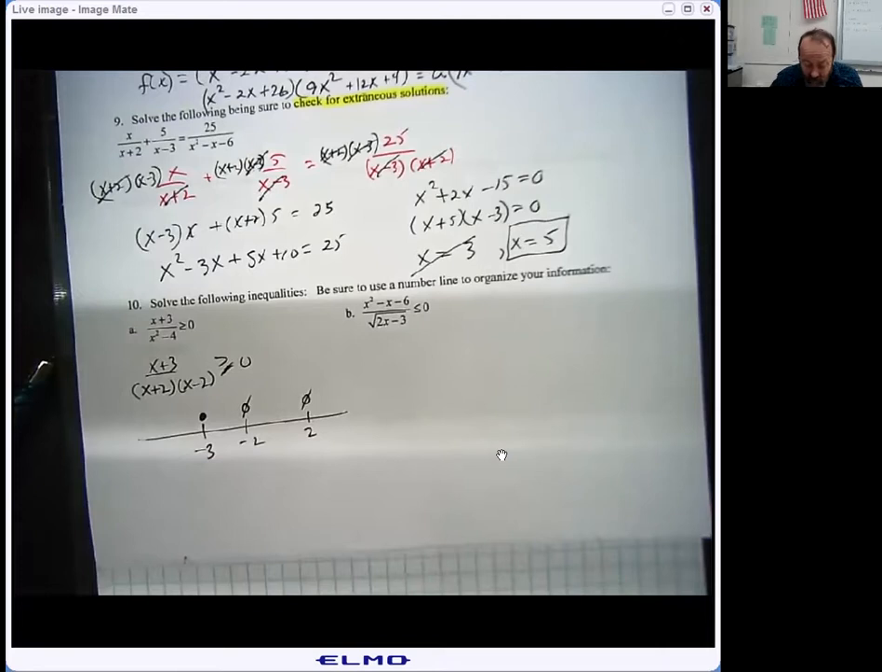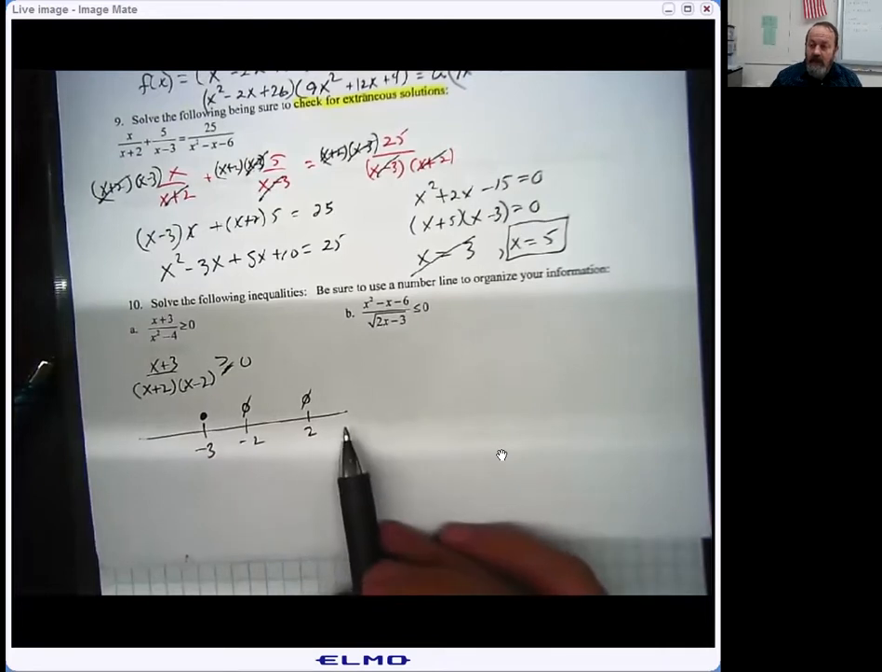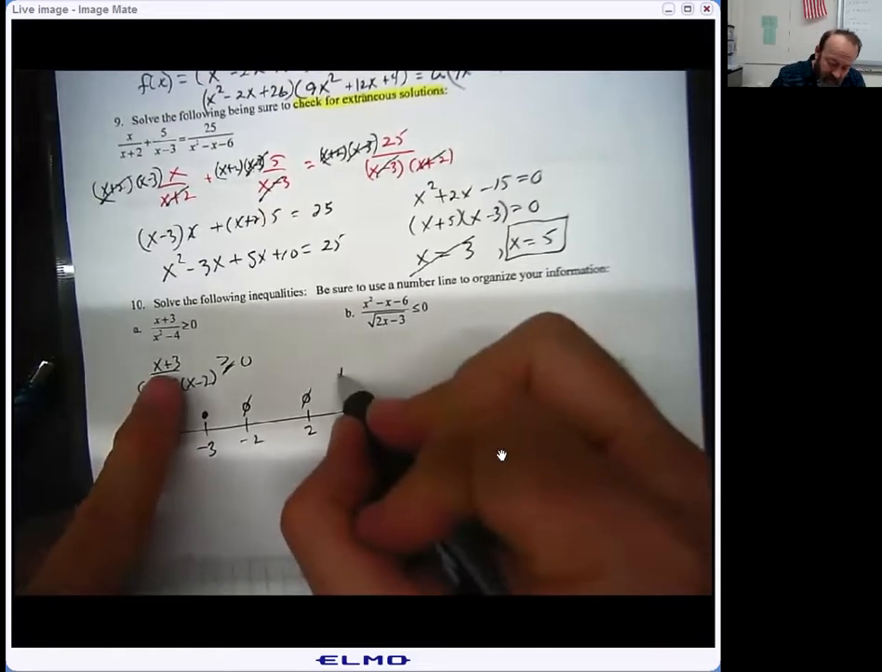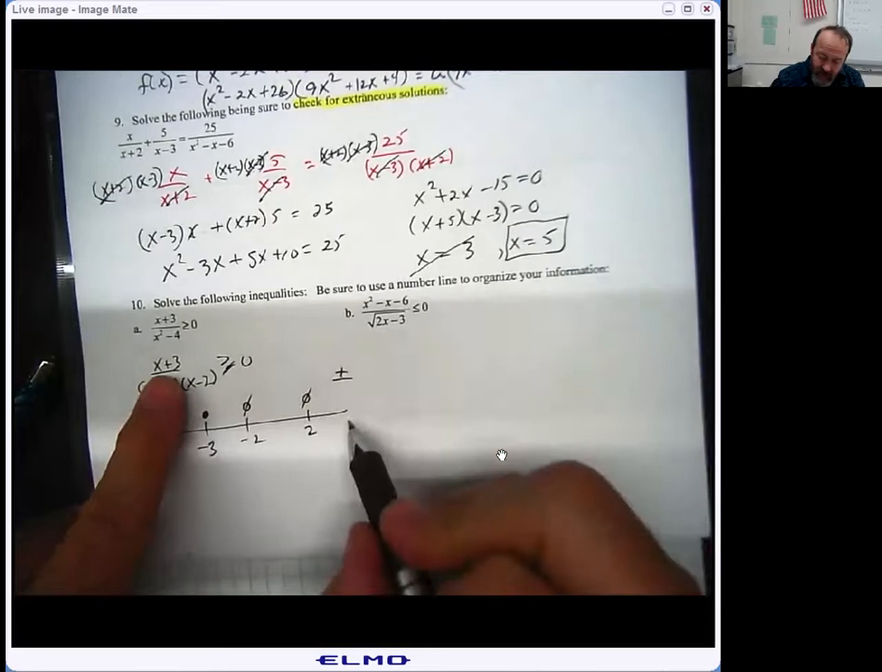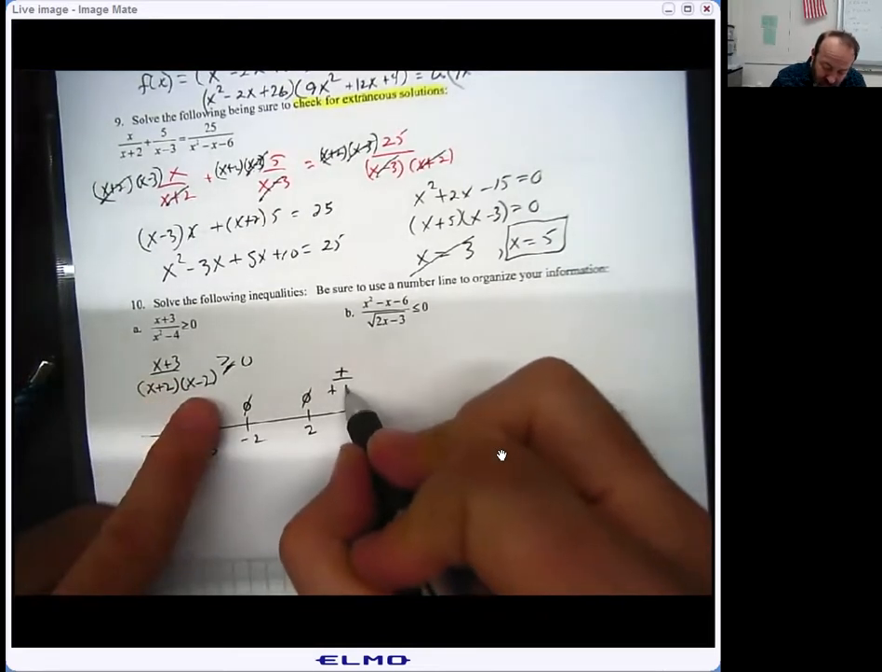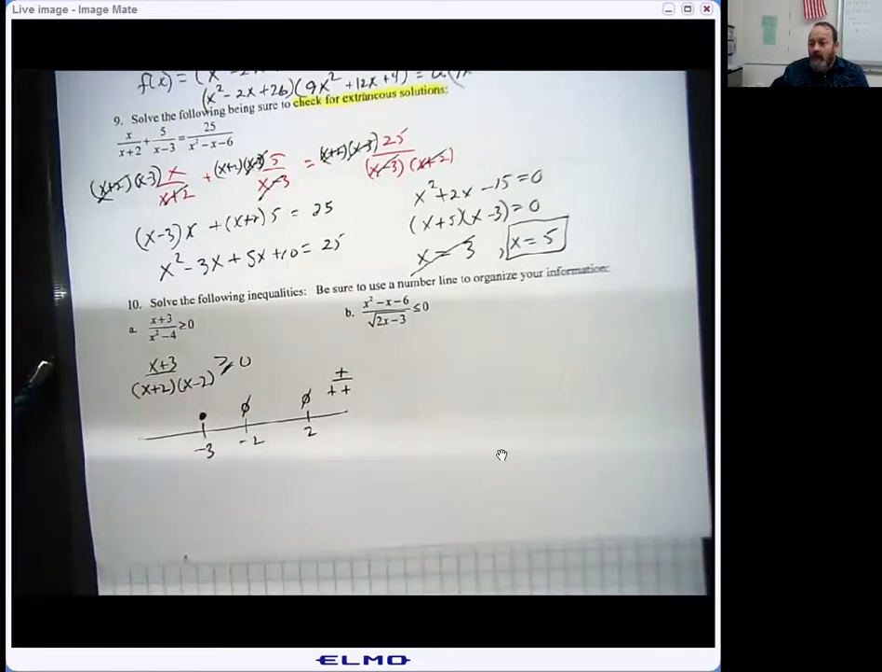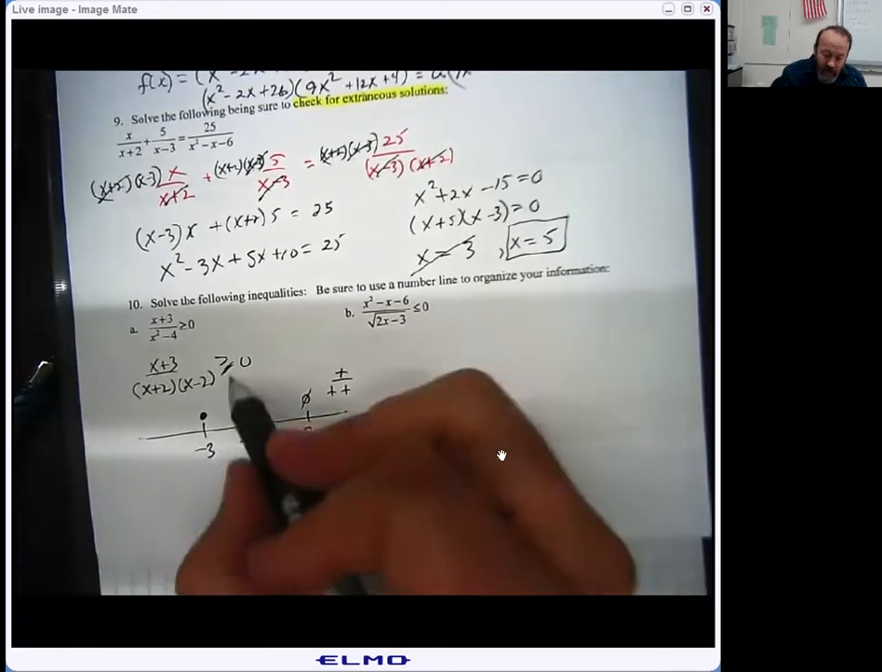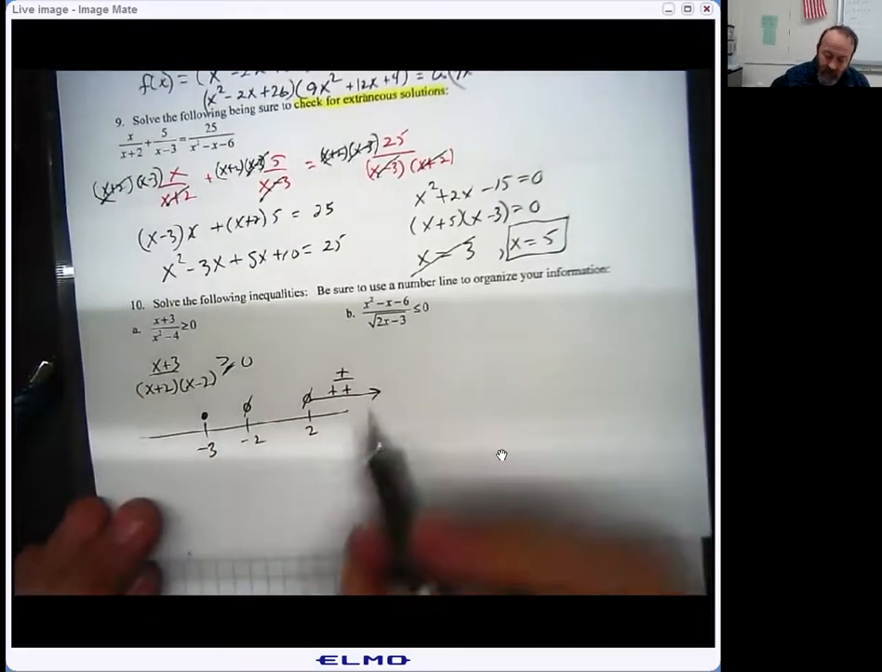Now, to kind of polish it up, if you will, I personally like to just kind of guess and check around. And if I picked a number out here like 5 or 10 or something, I would get a positive on top, because 5 plus 3 is positive. 5 plus 2 is positive. 5 minus 2 is also positive. And that quotient of positives is always going to be positive. And if you look at what we want, that's exactly what we want.